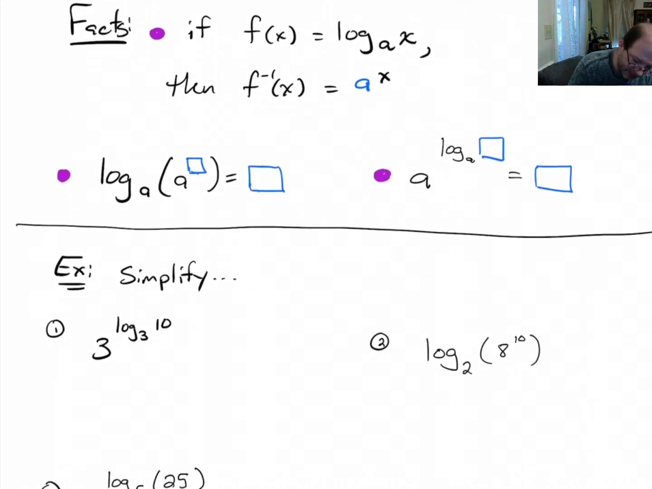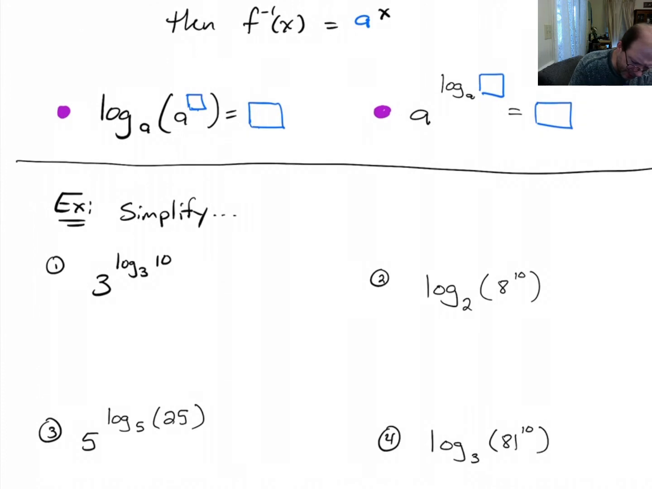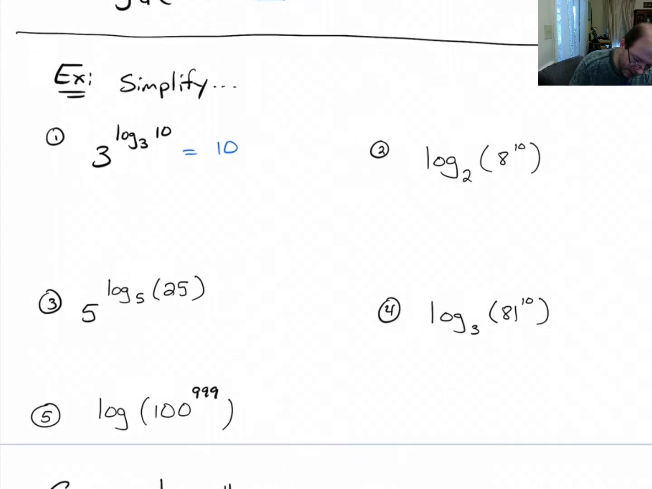So I've got a handful of examples. Simplify this thing. Okay, 3 to the log base 3 of 10, that's just 10. And note, this only works when the base of the exponent and the base of the log are the same. So that one's 10. This one down here, 5 raised to the log base 5 of 25. Yeah, it's just 25.